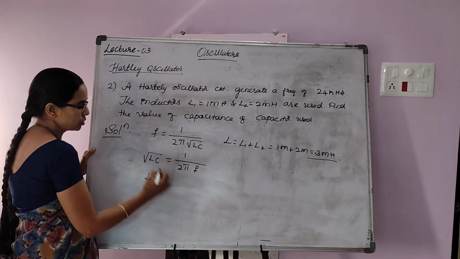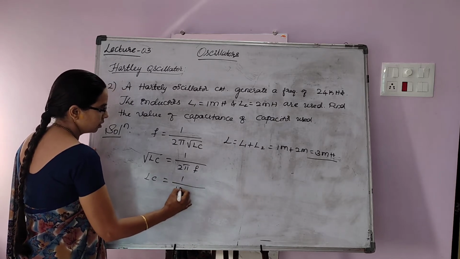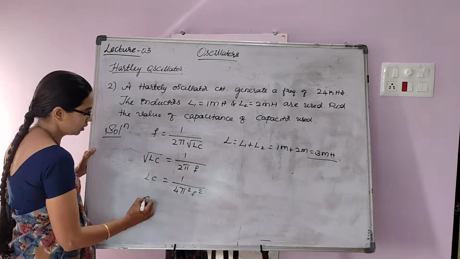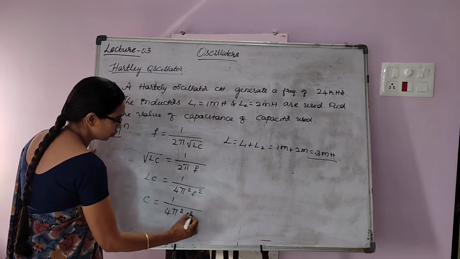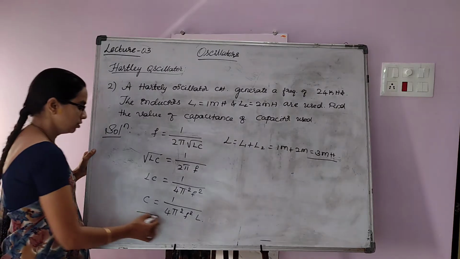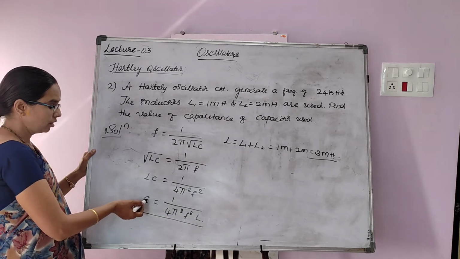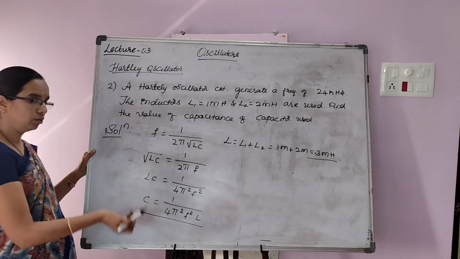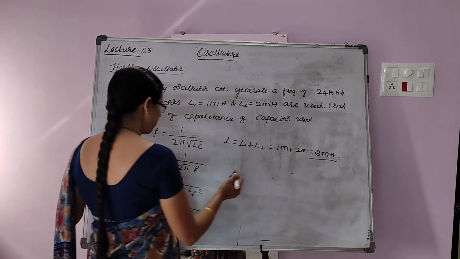If you want to remove the square root, take the squares on the right hand side: 4 pi square F square. You don't know the value of C, right? L we know. So 1 by 4 pi square F square into L. Change the equation to find C, so it should be C is equal to, make an equation to find the value of C.